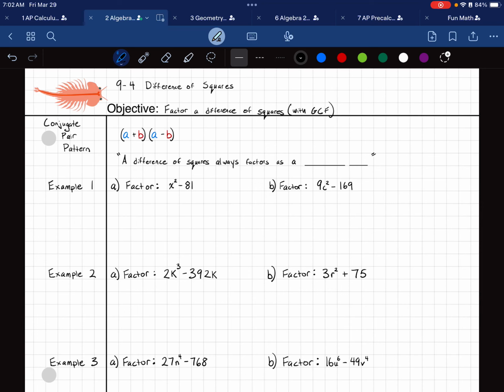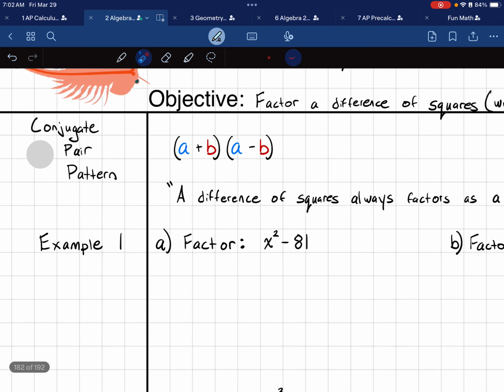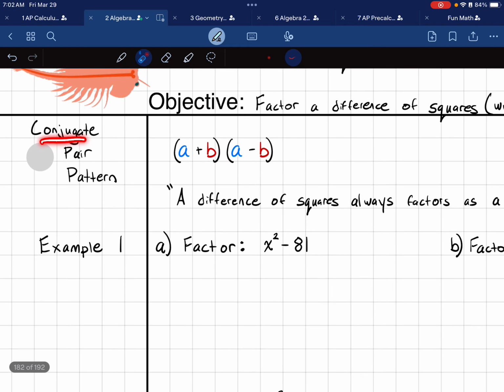This is Algebra 1, Lesson 9-4, Difference of Squares. Our objective today is to factor a difference of squares, even with a greatest common factor. So this is a little bit of a review, but remember what happens if we have a conjugate pair.